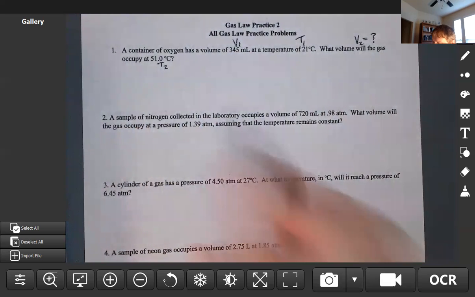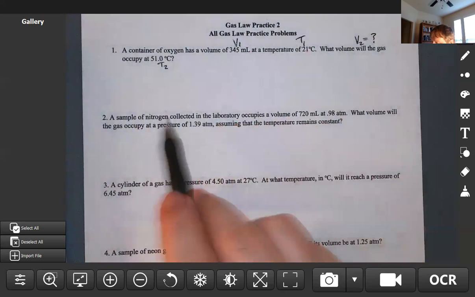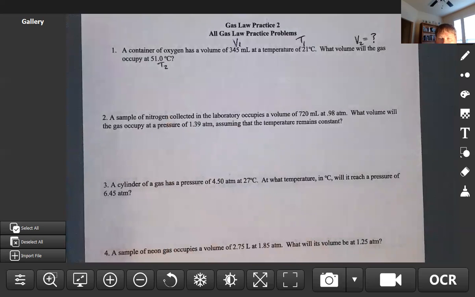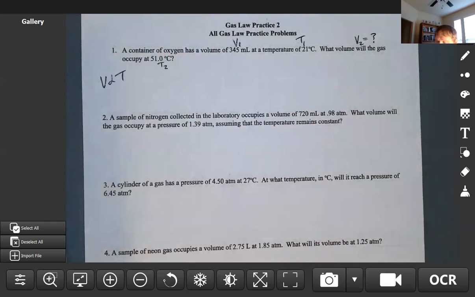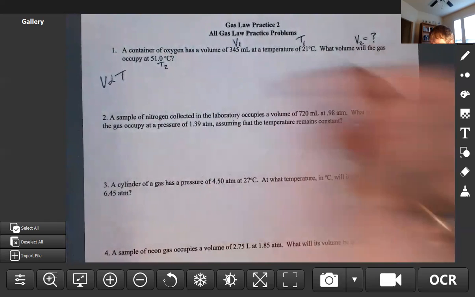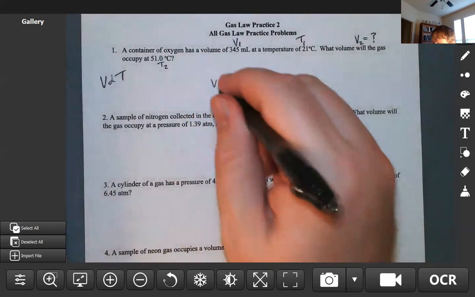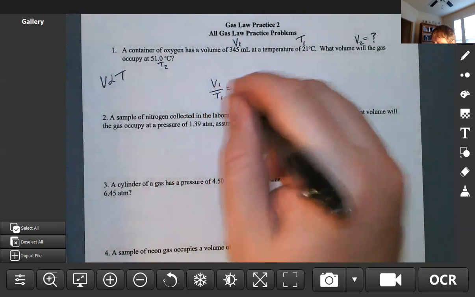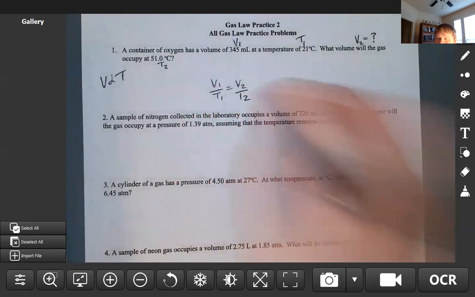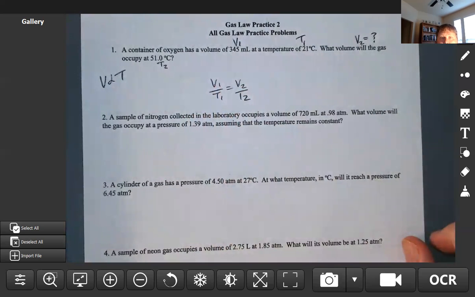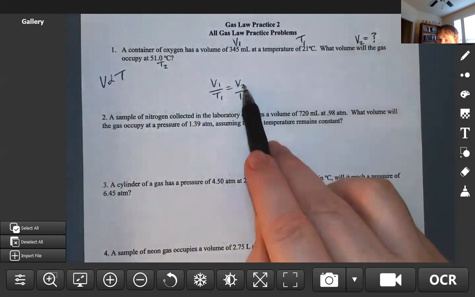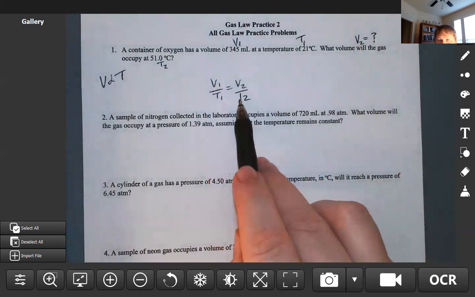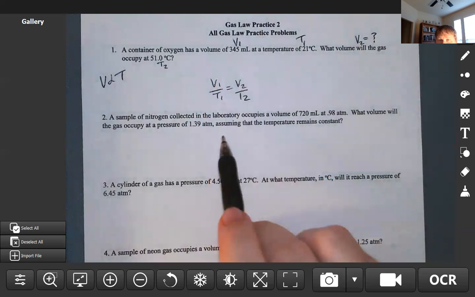Now, what do I have? I have volume. I have temperature. So my knowledge of the relationships is that volume and temperature are directly proportional. That's Charles's law. And I know exactly how that sets up. That's V1 over T1 equals V2 over T2. My missing piece of information is V2. There it is. I'm going to plug in these three, use some pre-algebra, and solve that.